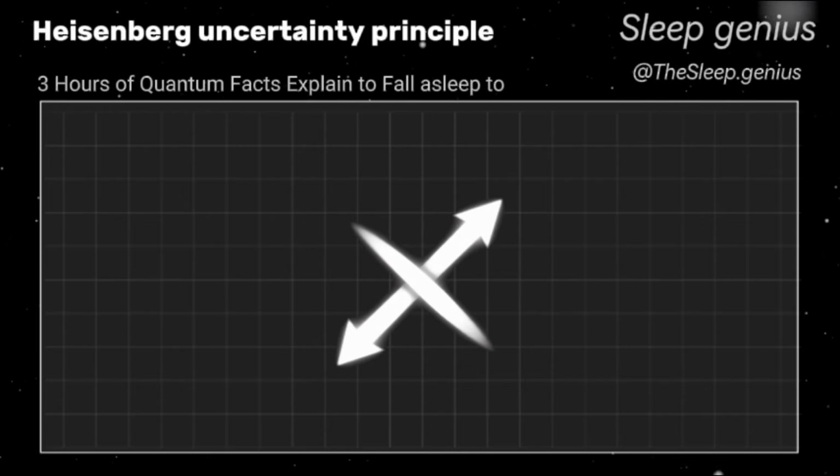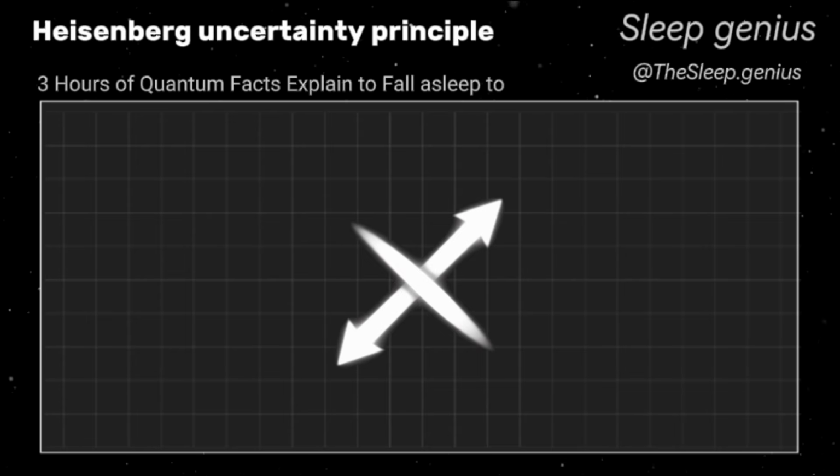Particles flicker between possibilities, and the universe is a stage for probabilities rather than certainties. The principle reshapes our understanding of causality, the flow of time, and the nature of reality itself. It suggests that at the smallest scales, the universe resists being fully captured by human observation, inviting a form of humility in the face of nature's complexity.